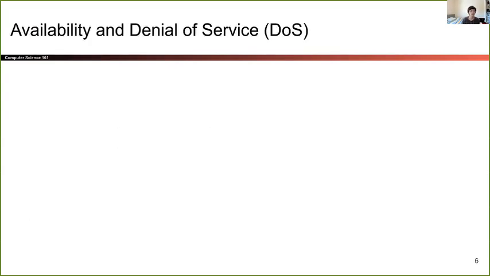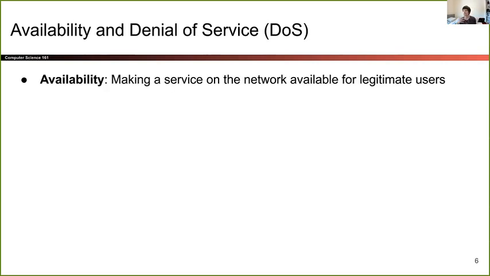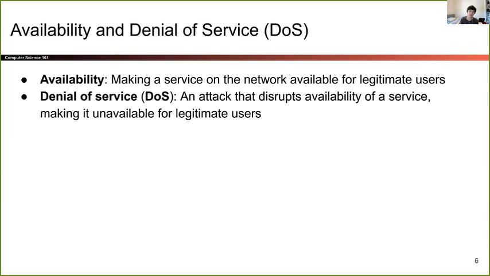When we talk about denial of service, we're talking about this concept of availability. Availability is really just making sure that a service is available and can be accessed by legitimate users. So Google is usually available to me as a service. It doesn't happen very often that I can't access Google to provide the services that I want. Denial of service is disrupting availability, so we're making a service unavailable for legitimate users.